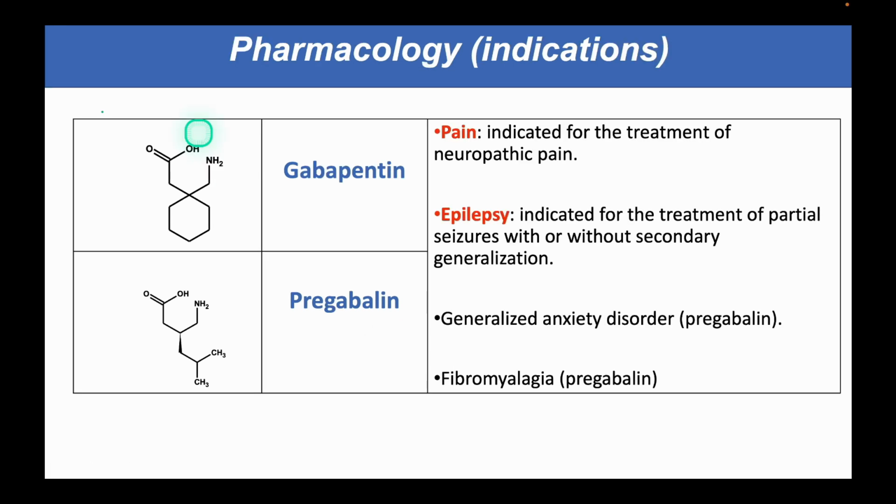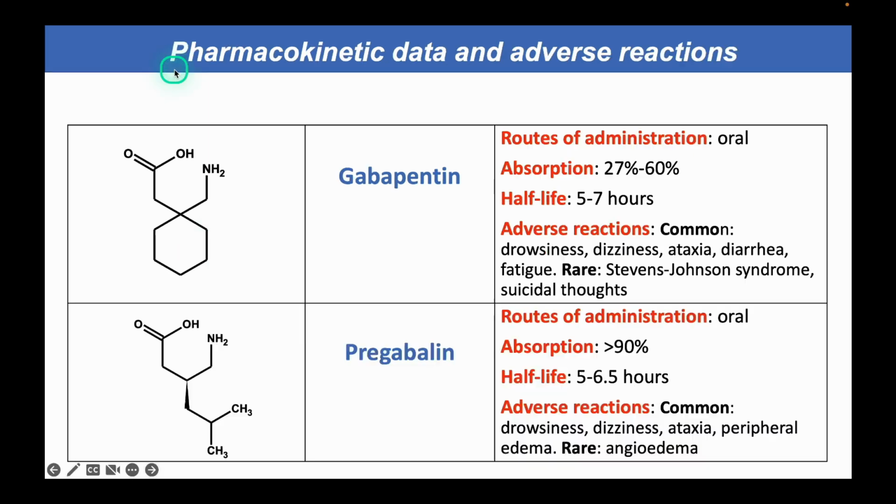Both drugs are indicated mainly for the treatment of neuropathic pain and as adjuvants in the treatment of epilepsy. Other specific indications for each drug are those shown here. Both drugs are given orally, but pregabalin has a very good absorption, while gabapentin's is variable and dose-dependent. Their plasma half-lives are in the range of 5 to 7 hours.